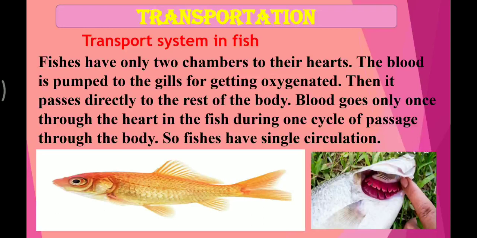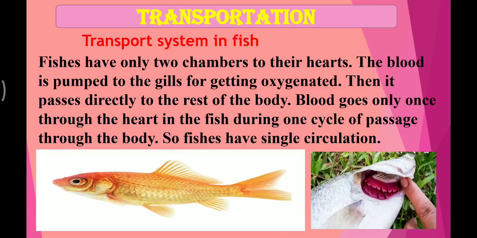How they look. See here, I have shown the picture of the gills, how they're a layer of muscles. You have observed the fish always gulps the water. When it gulps, the water goes through the gills. Oxygen is absorbed. From the heart, it again comes out through the gills. Then it passes directly to the pump to the gills.